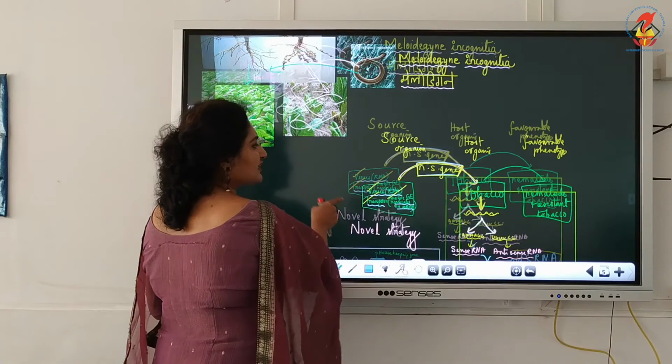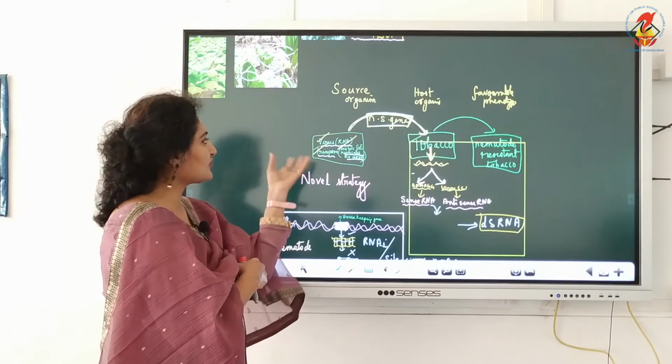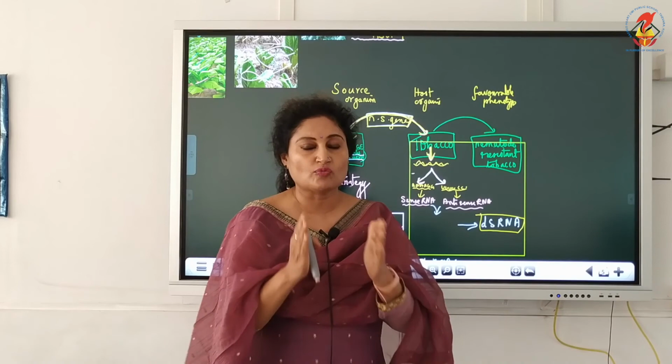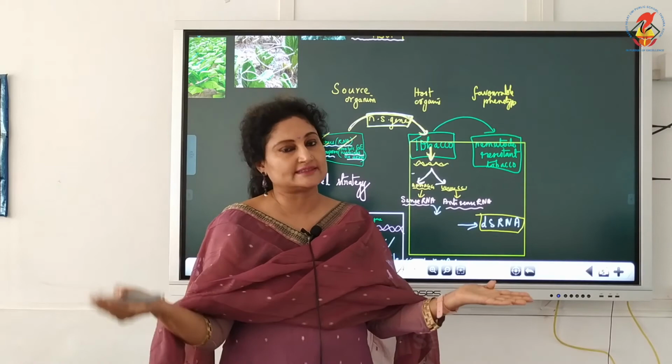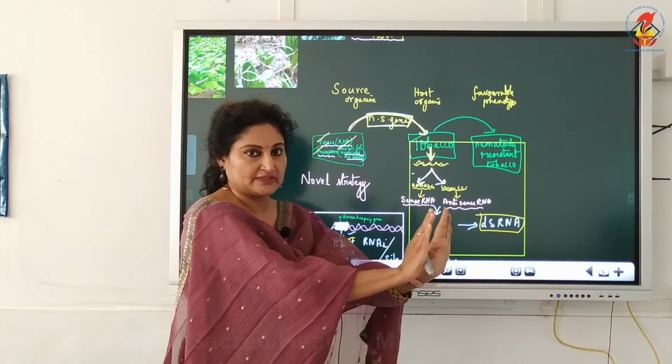One is the regular mechanism, exactly how in BT cotton, from the source organism to the host organism. But this is different. Once it enters the tobacco, what happens? The gene unwinds and we have two RNAs, sense RNA and antisense RNA. And sense RNA and antisense RNA being complementary form dsRNA. Stop it there. Meanwhile, at the nematode level, what is done?